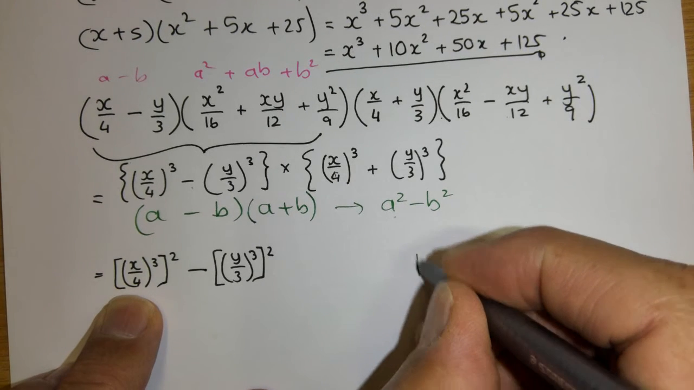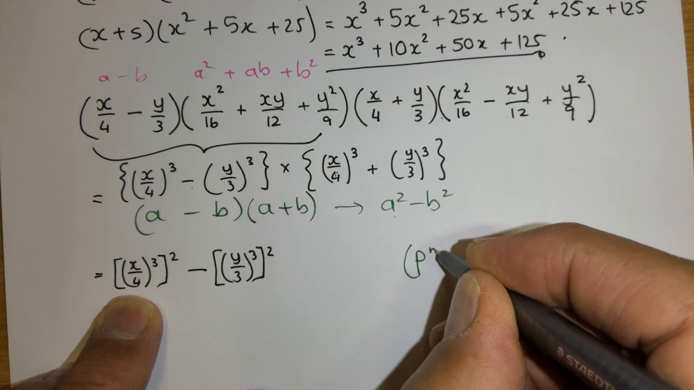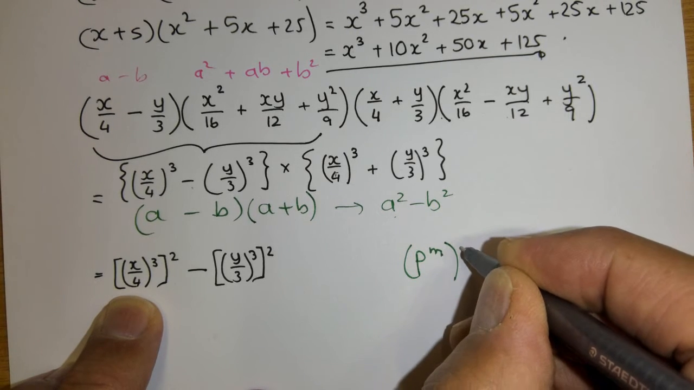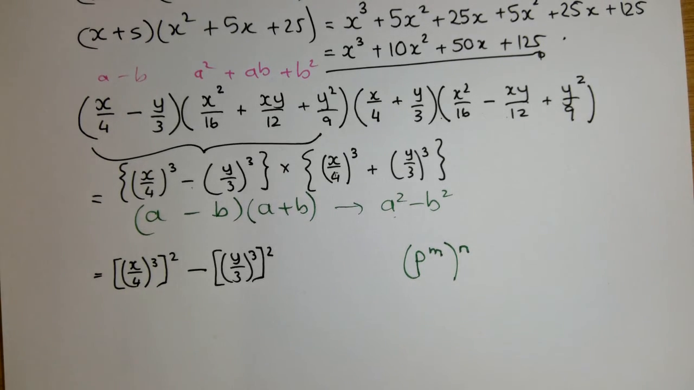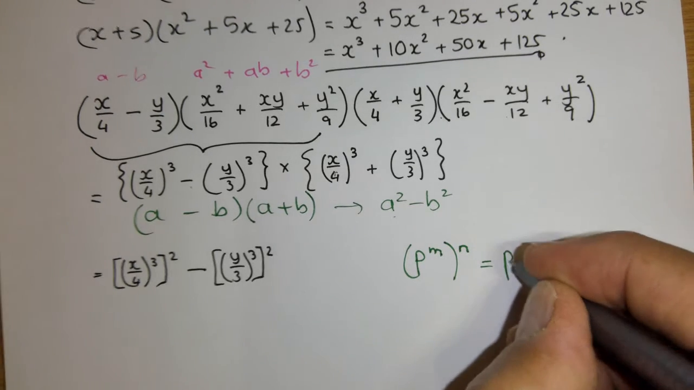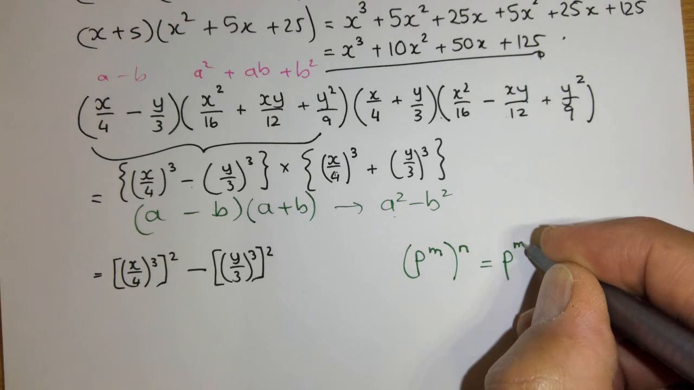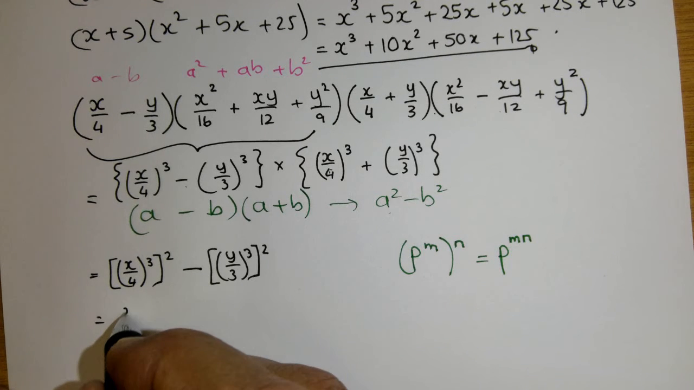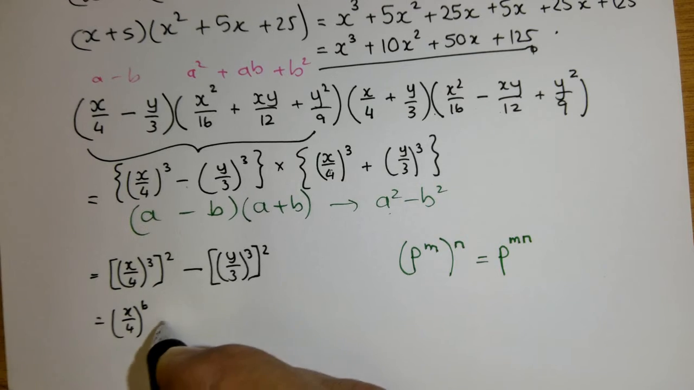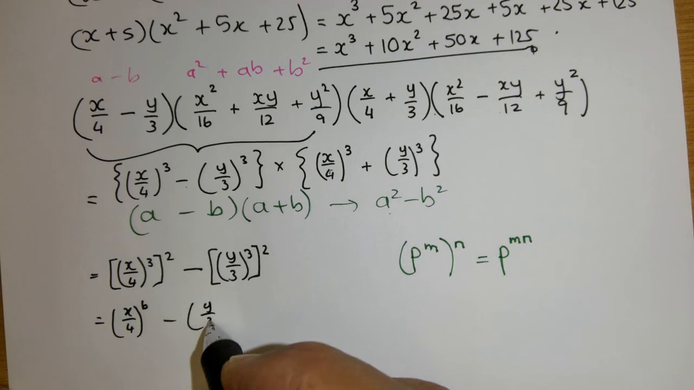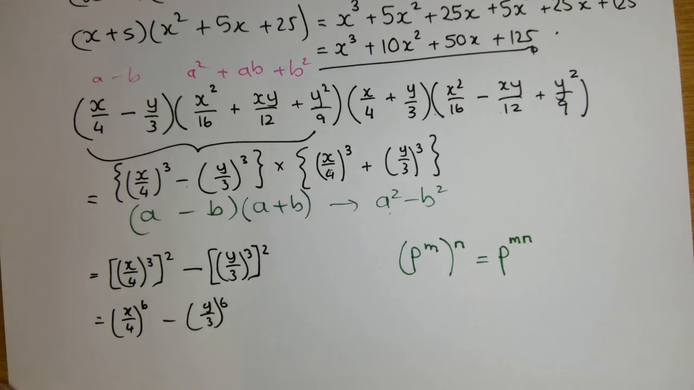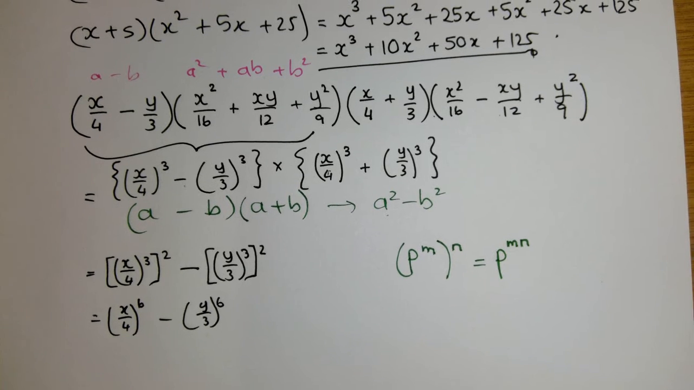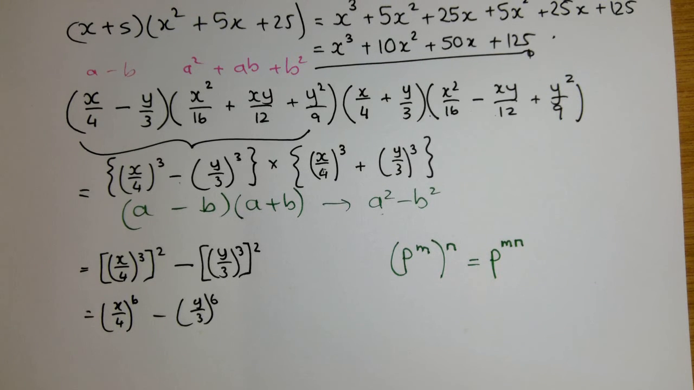If you have a number p and you raise it to a power of m, and you raise that power to another power n, then your result will be p, and the product of the powers is the new power. So here we have x over 4 to the power of 6 minus y over 3 to the power of 2 times 3, which is 6. Okay, and that's it. What a beautiful question, what a nice application to the sum and the difference of two cubes.